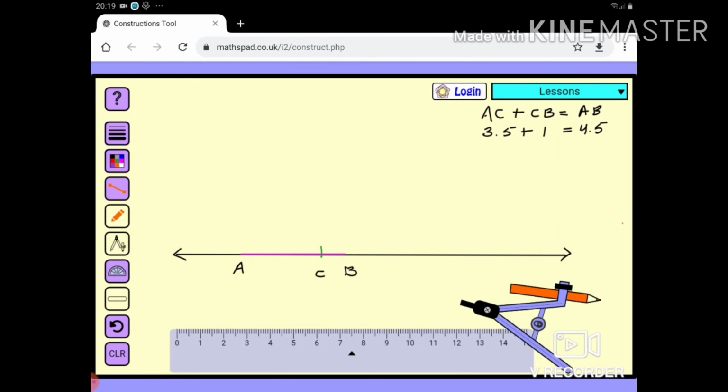Let us represent the situation on the number line. Here on the number line I have marked AB, that is the distance 4.5 centimeters, and marked C as well, such that AC is equal to 3.5 and CB is equal to 1 centimeter.